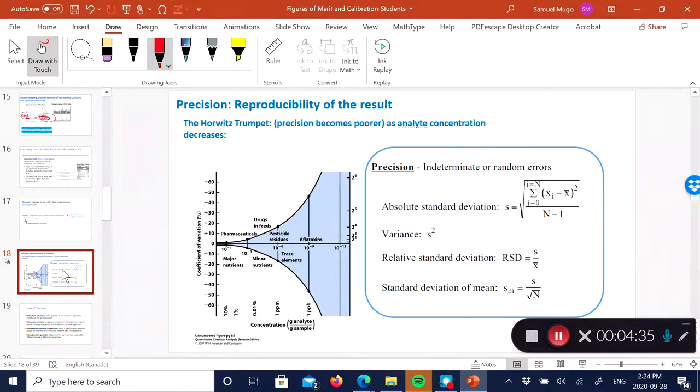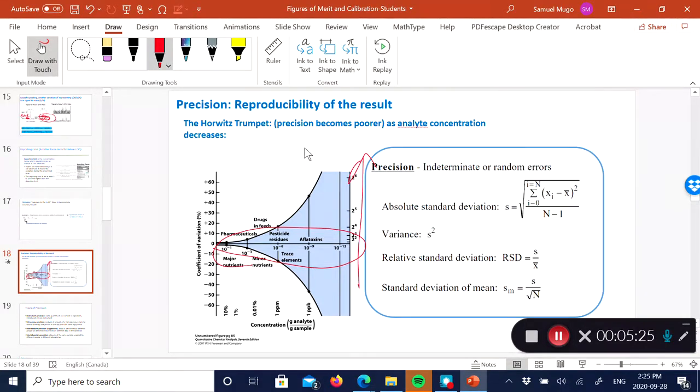Precision, on the other hand, refers to the reproducibility of your data. Quantitatively, you calculate this. We've done it before using absolute standard deviation. You can also calculate it using variance, or the relative standard deviation, which you've already come across before, or even the standard error of the mean, which is the absolute deviation divided by the root of the number of measurements. Now take note of this, and this is important: as the concentration decreases, your standard deviation increases.